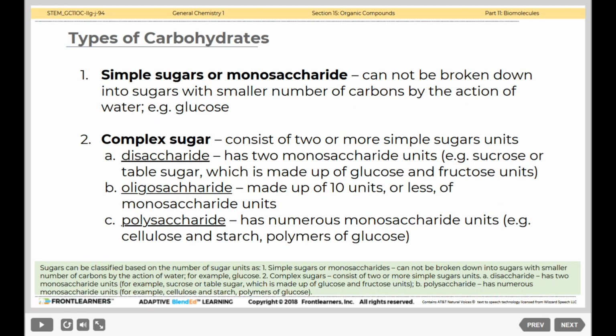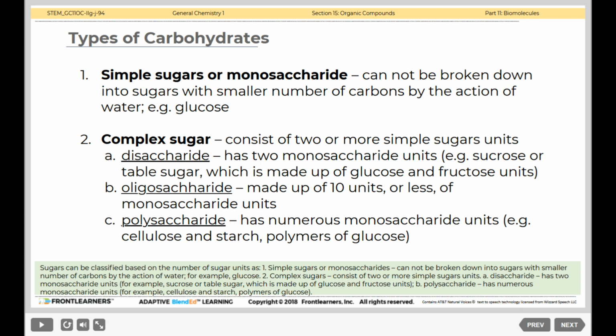Sugars can be classified based on the number of sugar units. Number 1, simple sugars or monosaccharides. These cannot be broken down into sugars with smaller number of carbons by the action of water. For example, glucose. Number 2, complex sugars consist of 2 or more simple sugar units.